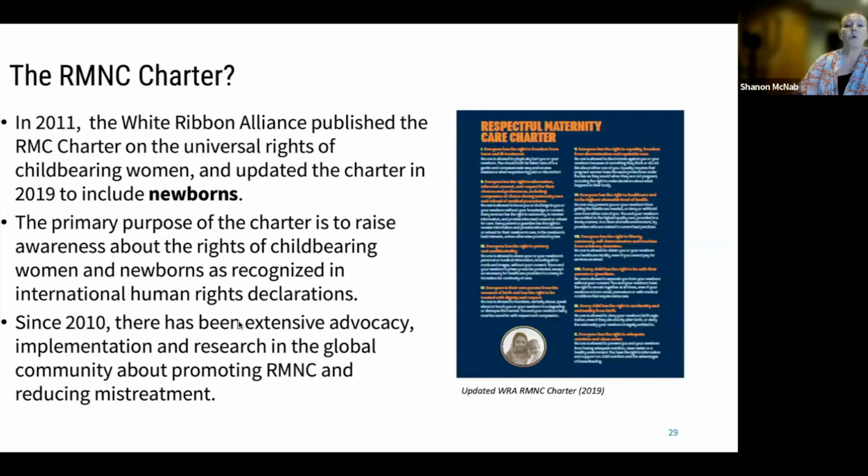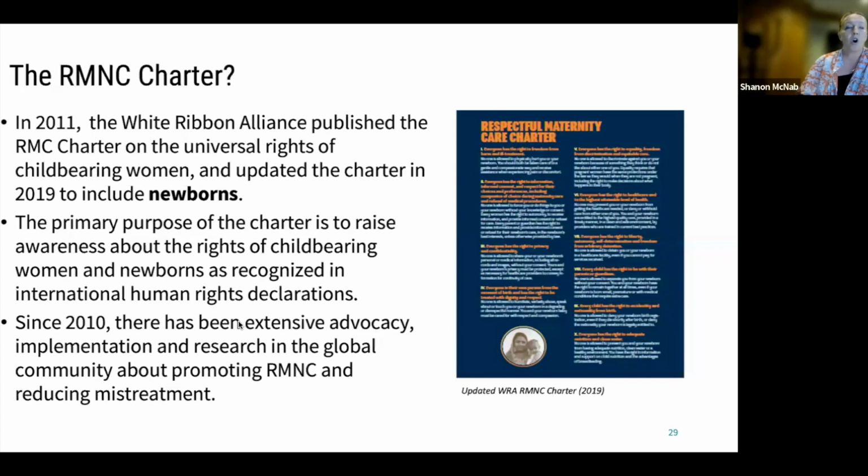Okay, so in 2011, the White Ribbon Alliance, which is an advocacy organization, put forward a very influential charter that states clearly the universal rights of childbearing women. The charter was amended in 2019 to include newborns, so it now includes both women and newborns.